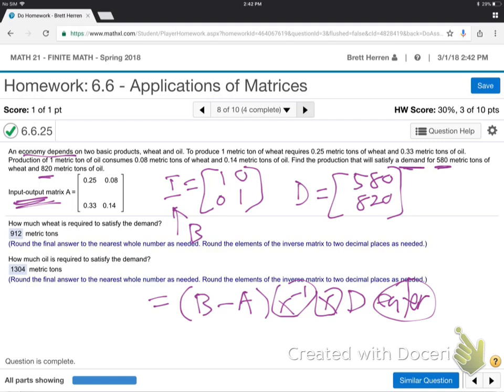See how I got the D? I just looked up here at the word demand. Demand, 580, 820. And they gave me A, and we always use B as the identity. Is that making sense? Same formula every time. Cranks it out. Let me look real quick at 9 and 10. Make sure those are good. Everybody good with that? Same exact thing.